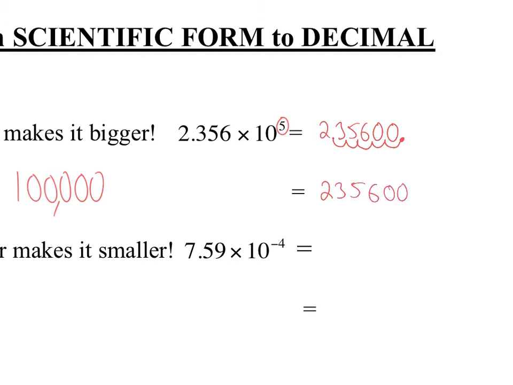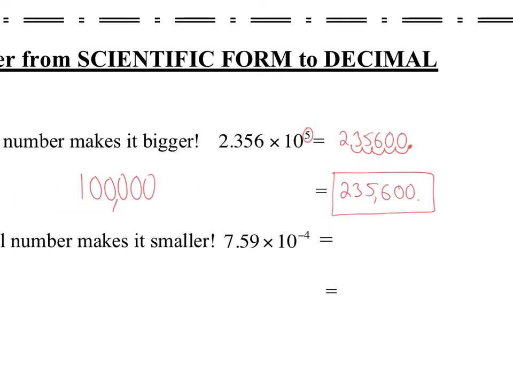235,600. And the way you put your commas is you work your way 3 back from the end. So the decimal's right here, so we're going to have 235,600. And that makes sense, right? If we multiply 2.356 times 100,000, it's going to get bigger, okay? All right, next one we have, it says multiplying 7.59 by a small number makes it smaller.